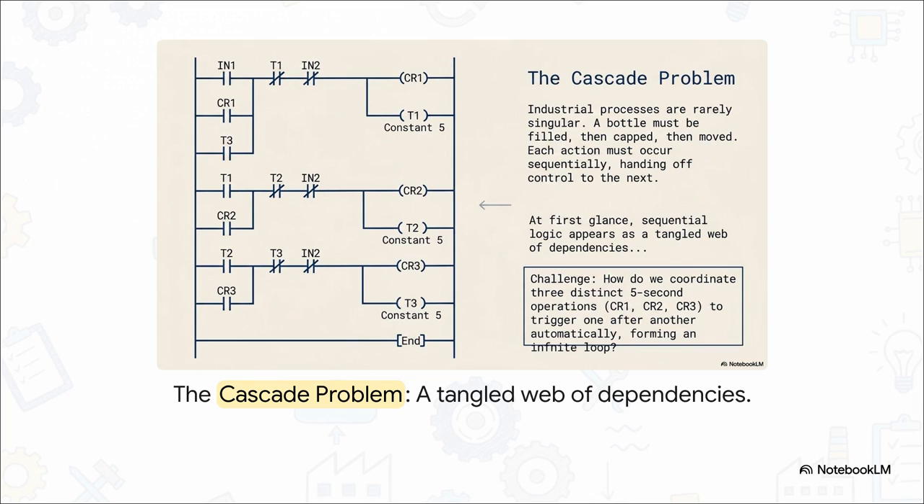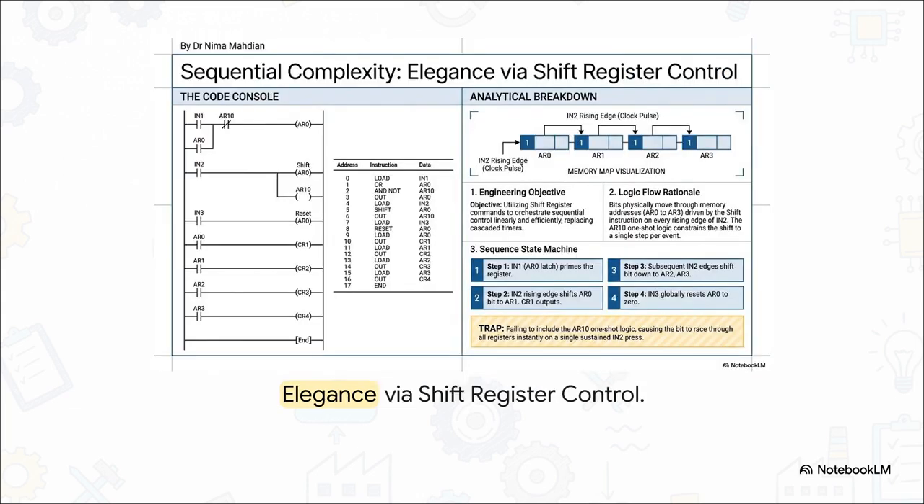If even one timer fails, your whole entire line jams up. It's rigid, it's dense, and honestly, it is a total nightmare to try and troubleshoot at 3 a.m. on a factory floor. So, the crucial point I want to make is there is a vastly better way. Instead of relying on time, we rely on events and memory to build an elegant solution using shift register control.